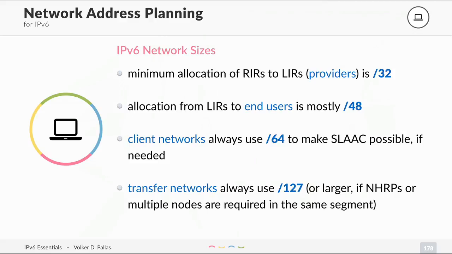Your whole organization will probably get a /48, and also if you're a private customer, you will probably get a /48. These are the standard network sizes.